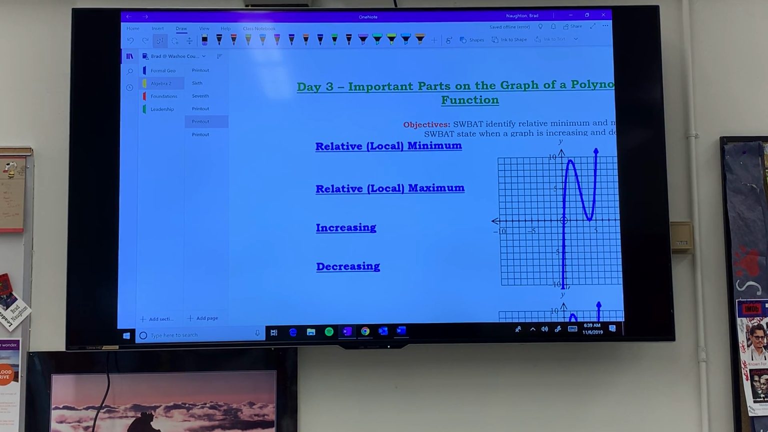We're going to go ahead and do our day 3. Hopefully you have your guided notes already. If not, hit pause and we'll get that going. We're going to start off with some vocabulary.